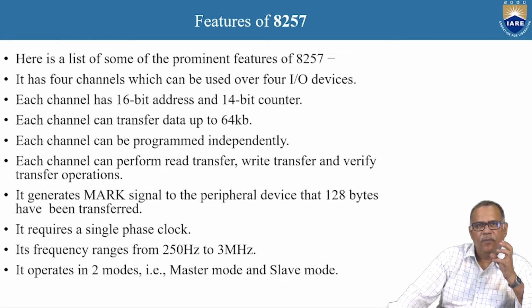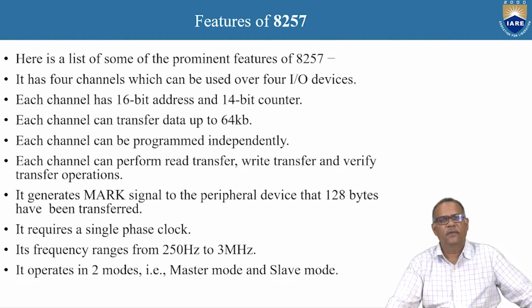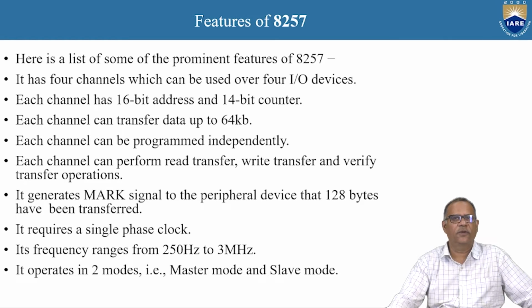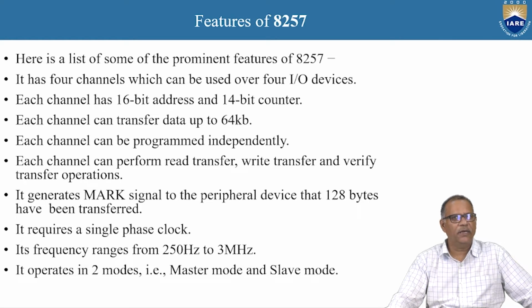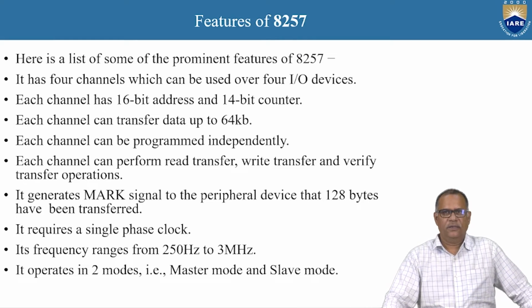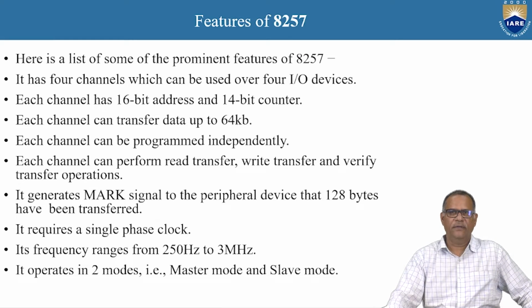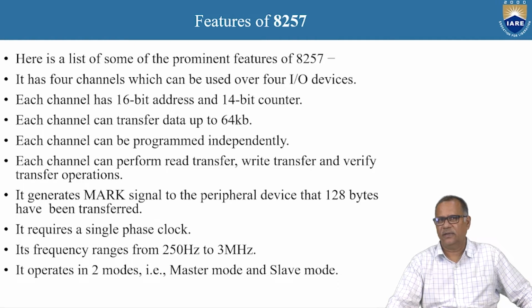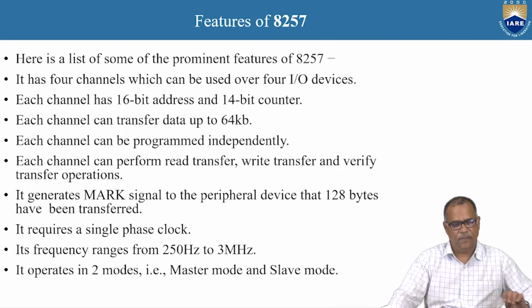And for DMA, we use a special purpose IC that is called the 8257 DMA controller. The prominent features of 8257 are: it has 4 channels, which can be used for 4 IO devices. Each channel has a 16-bit address and a 14-bit counter, and the channel can transfer 64 kilobytes of data. Each channel can be programmed independently, and the channel can perform read transfer, write transfer, and verify transfer operations. For that, we use the mode register and status register. The formats are shown in the next slides.